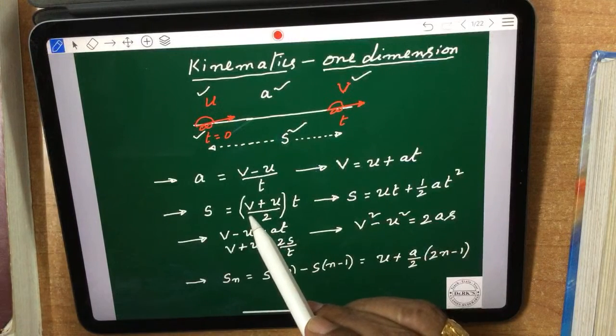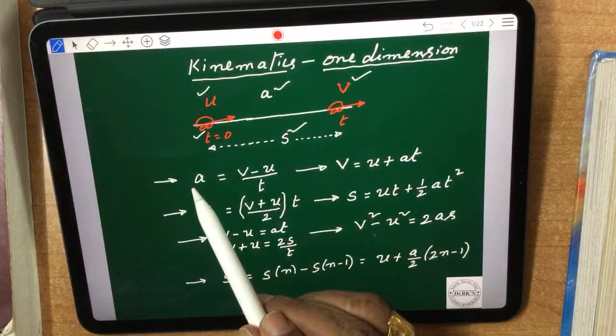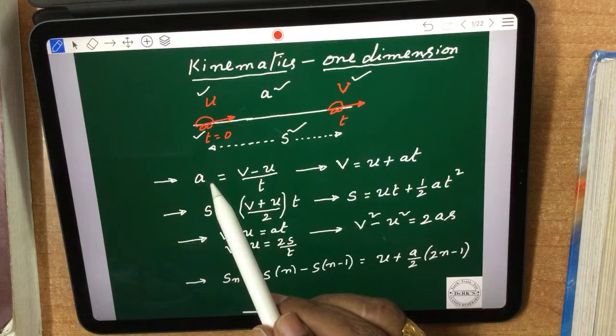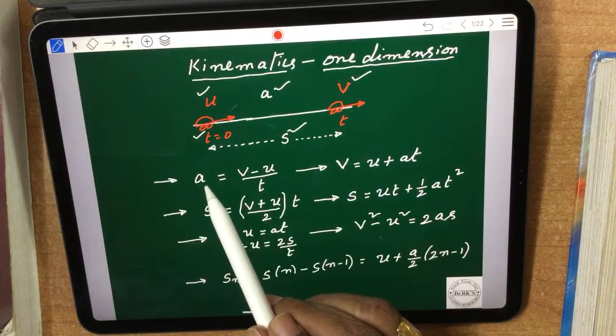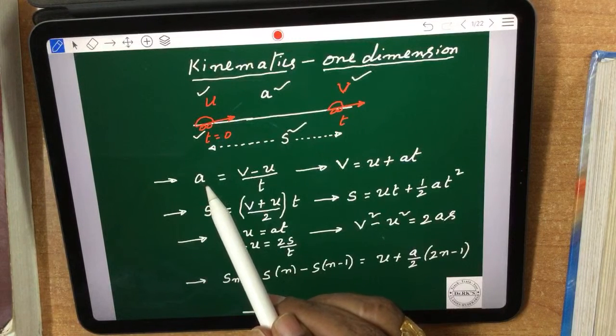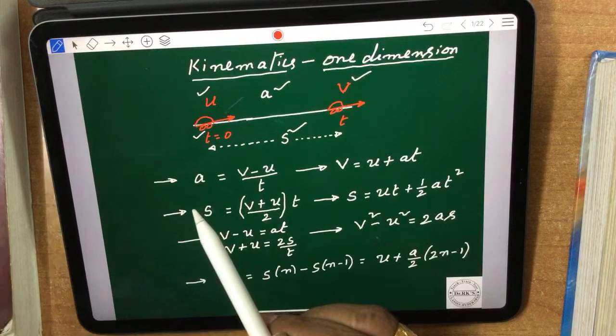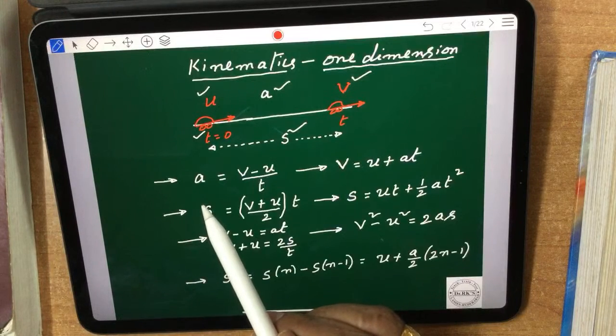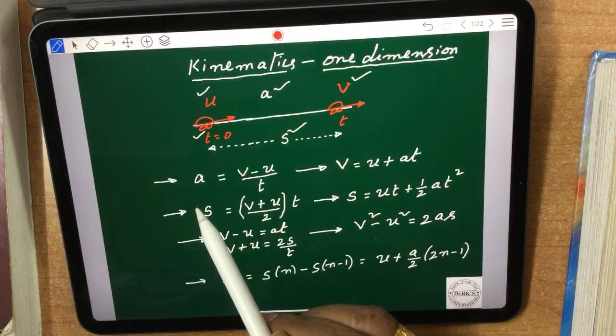So, first equation. In physics, every equation comes from a definition. First concept, definition, formula, application. This is the flow chart of the terms. Let us take acceleration. What is the meaning of acceleration? If the velocity of the body varies with time, we say acceleration. That is the concept. The velocity must vary with time, then only we say acceleration. It may be acceleration or retardation, negative acceleration.